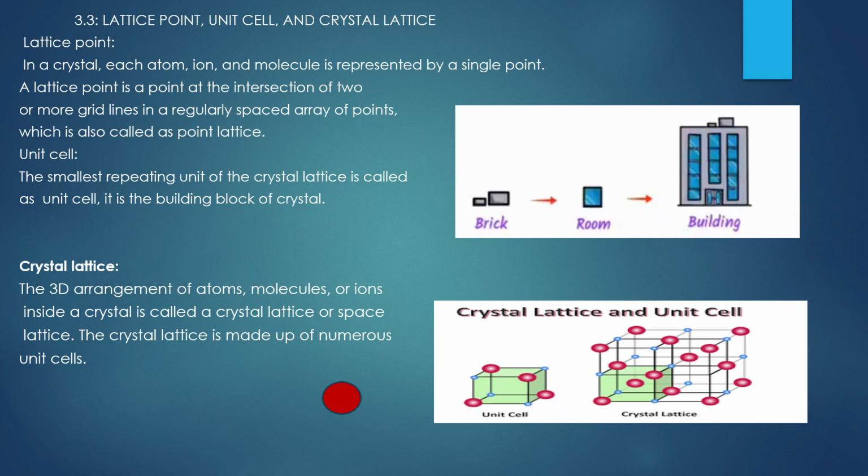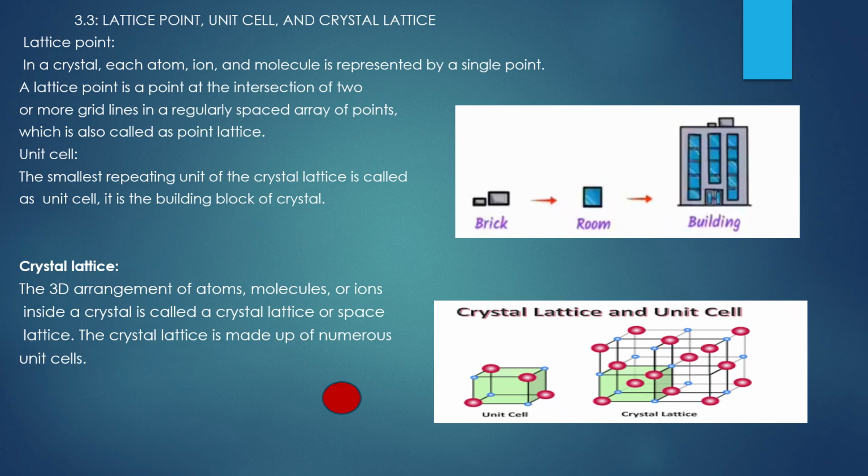3.3 Lattice point, unit cell and crystal lattice. A lattice point. In a crystal, each atom, ion and molecule is represented by a single point. A lattice point is a point at the intersection of two or more grid lines in a regularly spaced array of points, which is also called a point lattice.